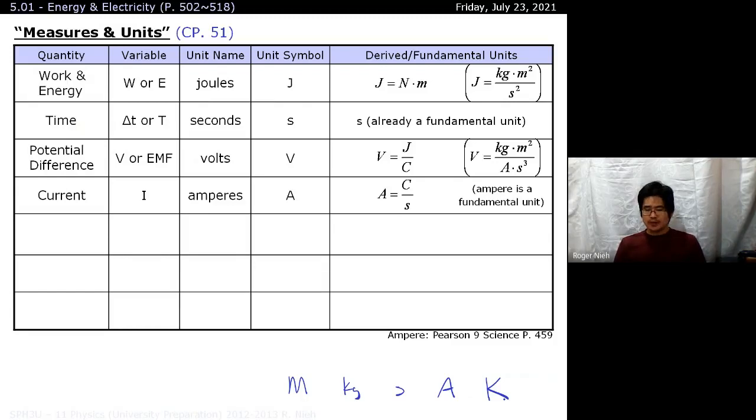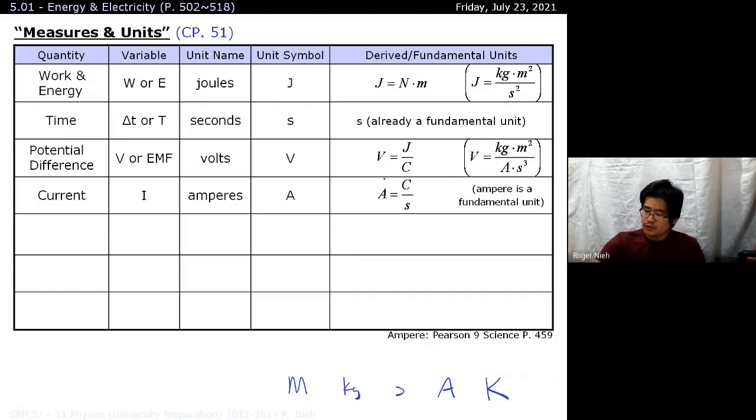Some people might be confused with this. How can you say that an ampere is a fundamental unit, yet it can be broken down? It has to do with the definition of what a fundamental unit is. And we'll talk about that towards the end of this unit. So I'm not going to go into those dirty details yet.